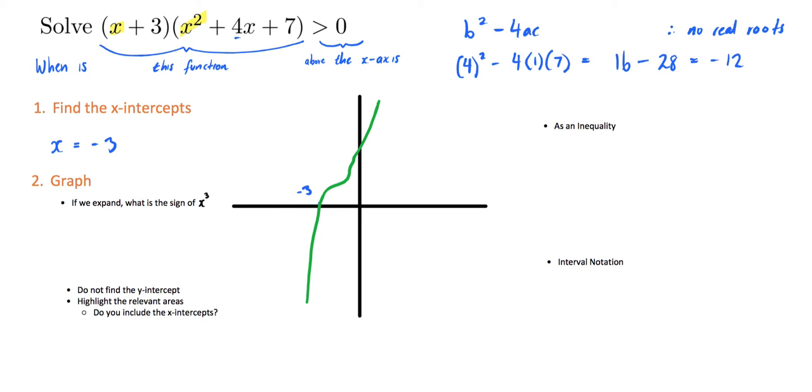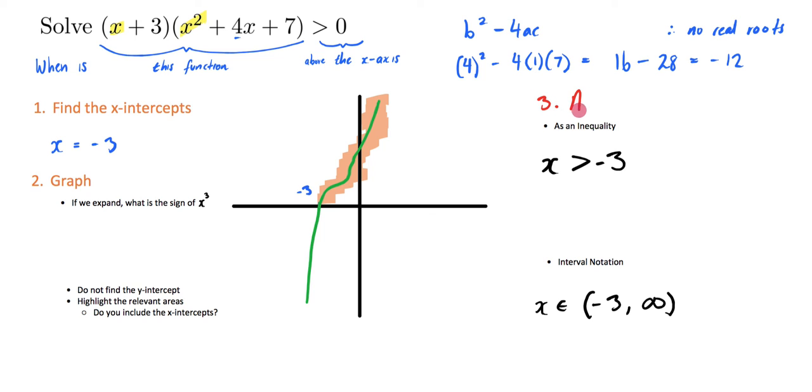Having done that, let us now highlight the relevant areas. That is simply going to be everywhere I'm above the x-axis. So here is where I'm above the x-axis. Now that I've done that, I can answer my question. I could answer my question as an inequality: x is greater than -3, because everywhere where x is greater than -3, I'm going to get a value greater than 0. If I was to write it in interval notation, it is between -3 and infinity, making sure I put circle brackets on both of them. So that is my answer.